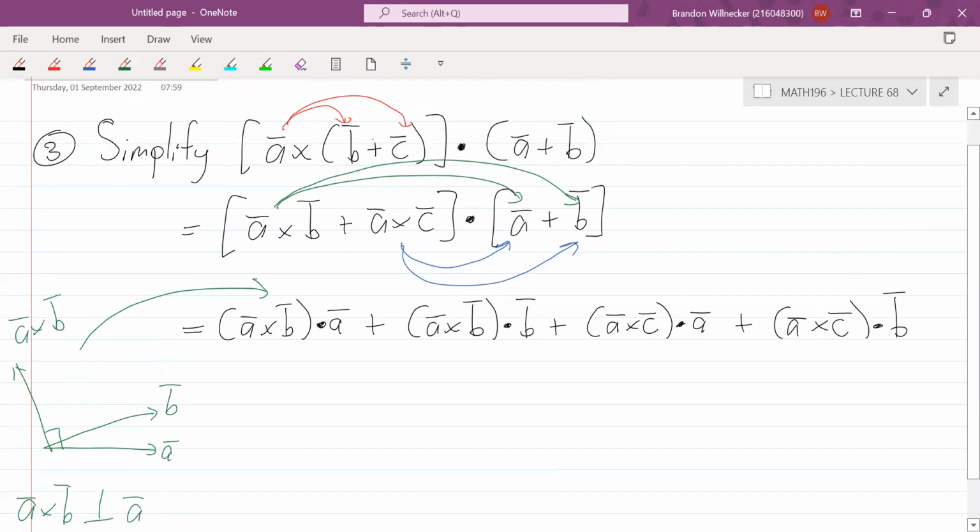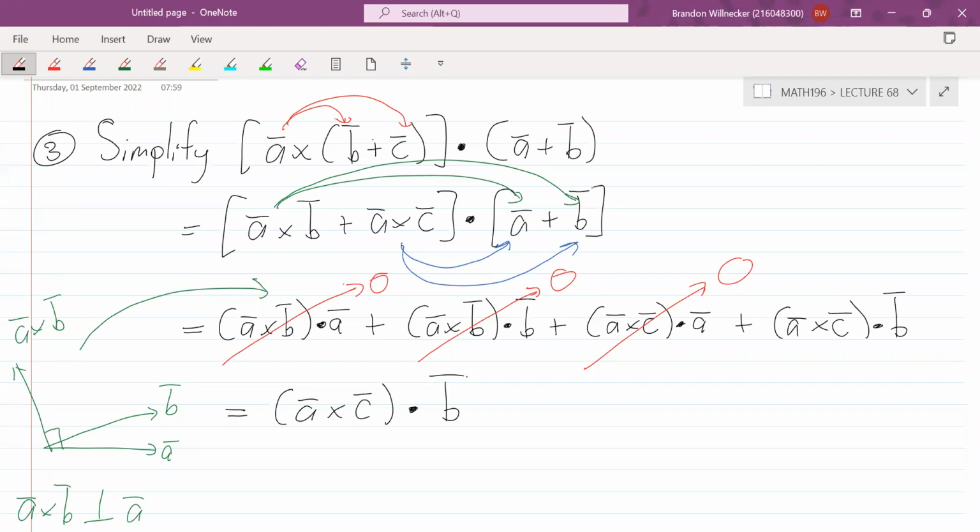Okay, so that means this term goes to 0, this term goes to 0, and this term goes to 0. Okay, they all go to 0, and we're left with A cross C dot B. Okay, you can see that all of these vectors are different, so the dot product won't give us 0. Okay, so that's our final answer. Okay, any questions on this?